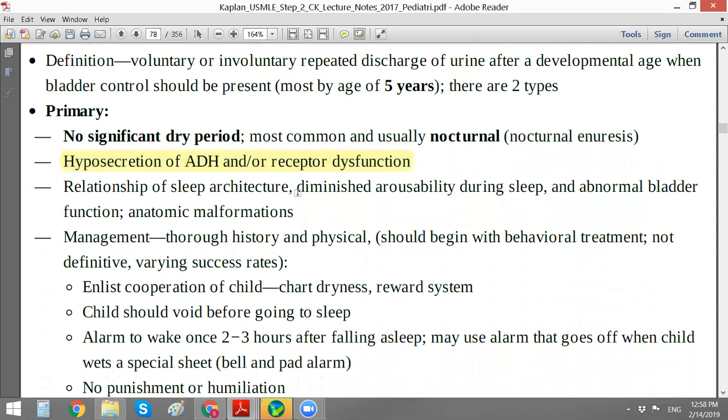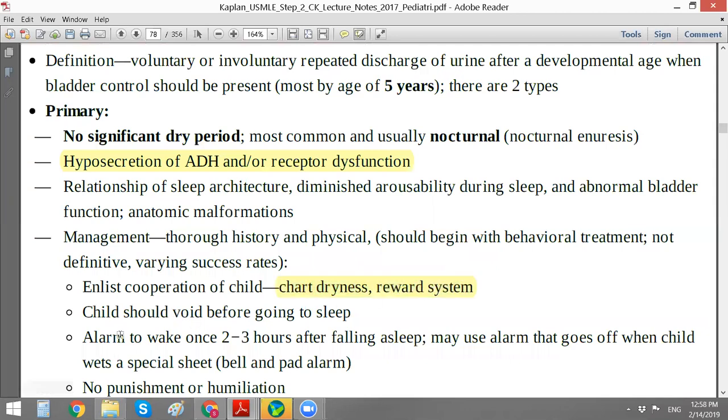Relationship of sleep architecture, diminished arousability during sleep and abnormal bladder function. Anatomic malformation. Management: a thorough history and physical should begin with behavioral treatment, which is not definitive and has a varying success rate. It needs endless cooperation of the child. So, chart dryness, reward system.